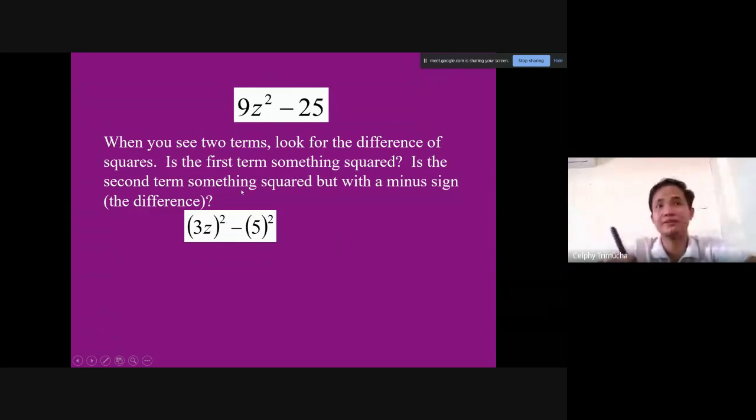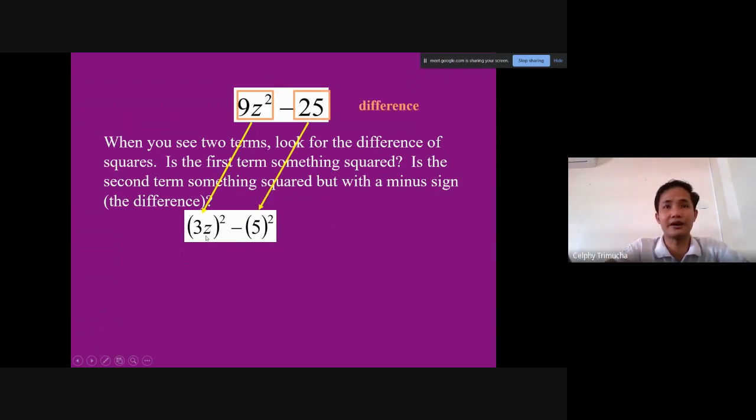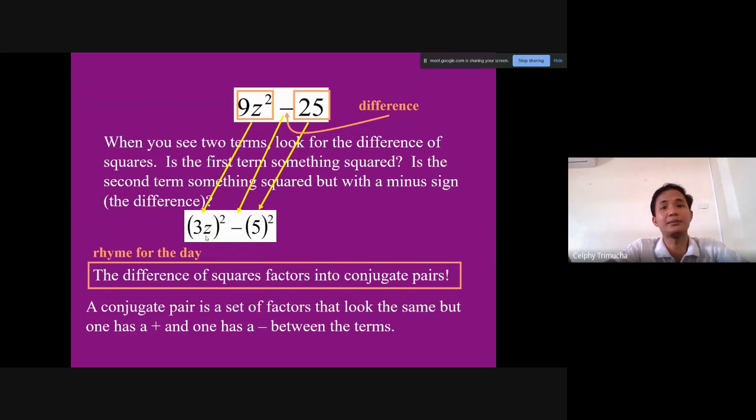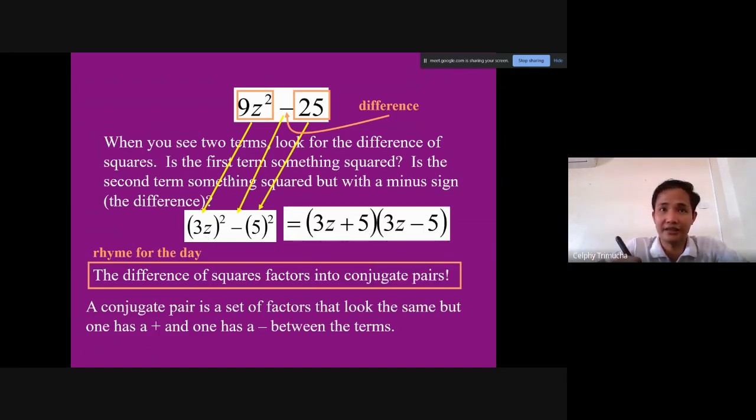So that will be our squared. If this is the given, the first term is a perfect square, the second term is a perfect square, and they are separated by a minus sign. That is from our previous discussion in the last sessions. So automatically we have plus and minus: 3z and 5. This is called a difference of squares, so our factors will be 3z plus 5 and 3z minus 5.